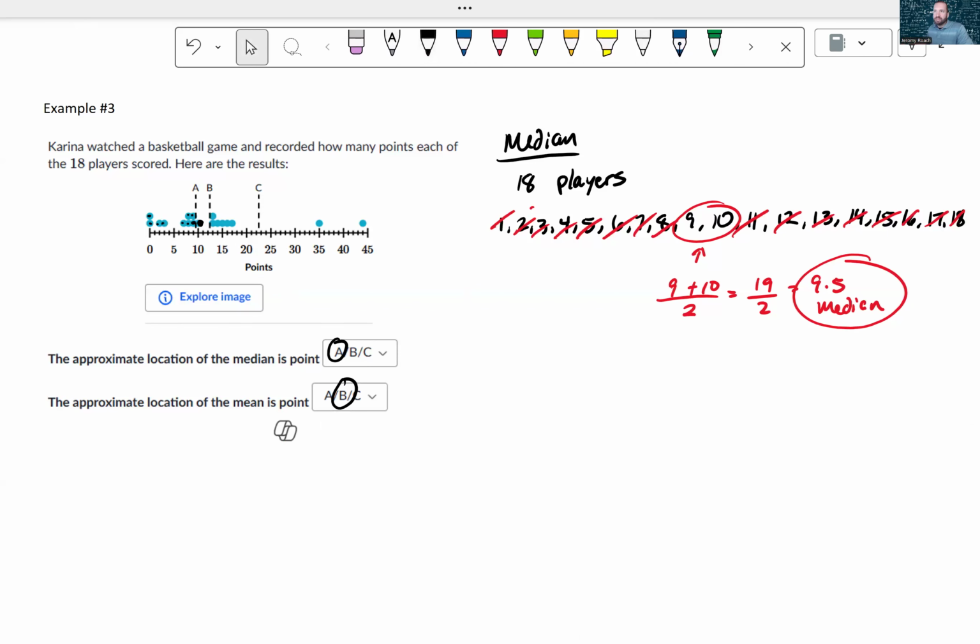Again, these are just estimations. So as you practice more of these, you're going to begin to recognize more and more patterns.